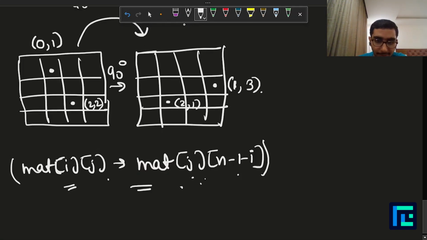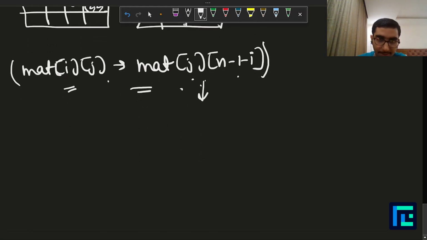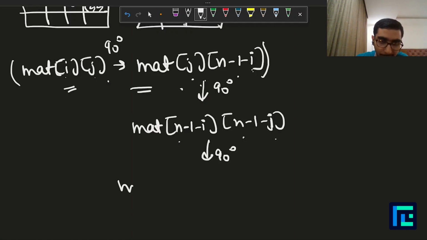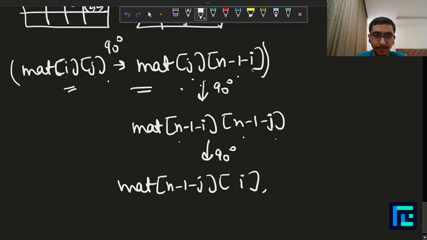So let's again apply this function on the new matrix, and let's see what happens. Now it becomes matrix of n minus 1 minus i and n minus 1 minus j, because I'm applying the same function. So if i comma j changes to j comma n minus 1 minus i, then j comma n minus 1 minus i changes to n minus 1 minus i and n minus 1 minus j, right? And let's again apply this function, because here 90 degrees, here again 90 degrees, and one last 90 degrees, and this would be mat of n minus 1 minus j and i, right?